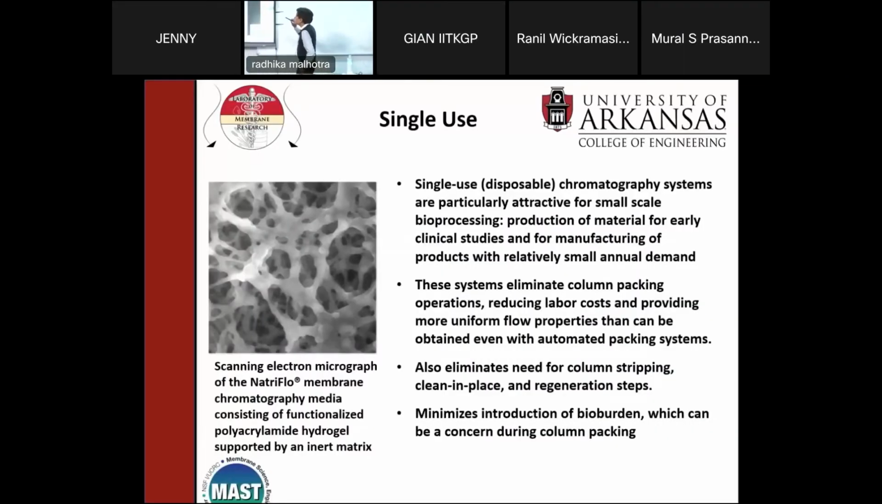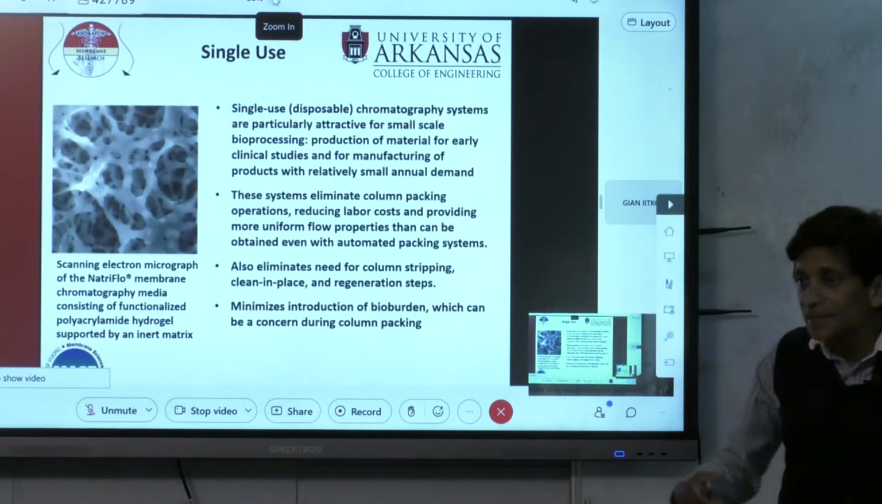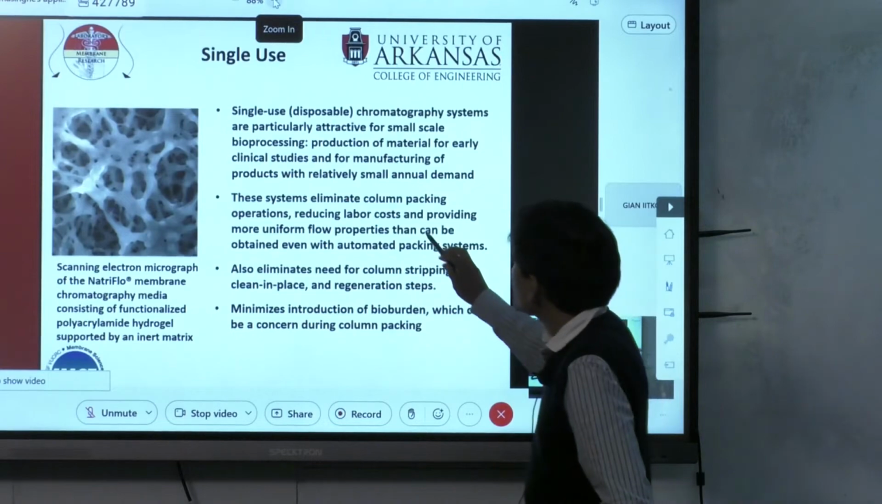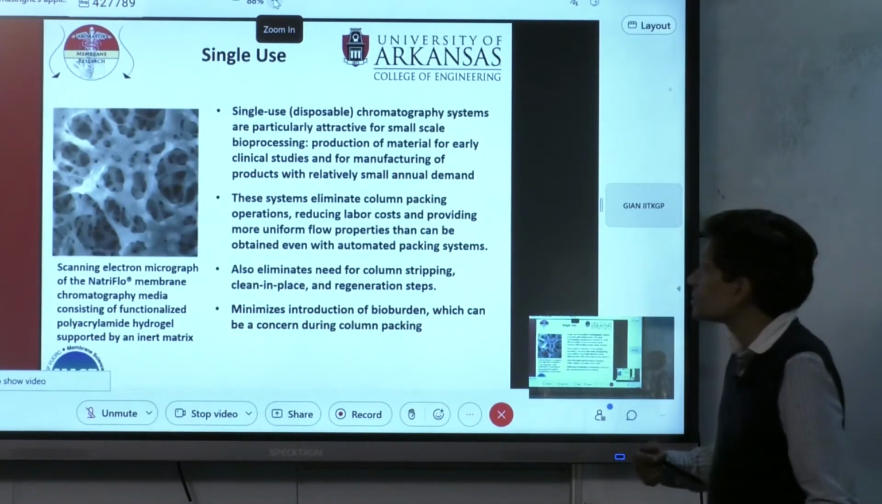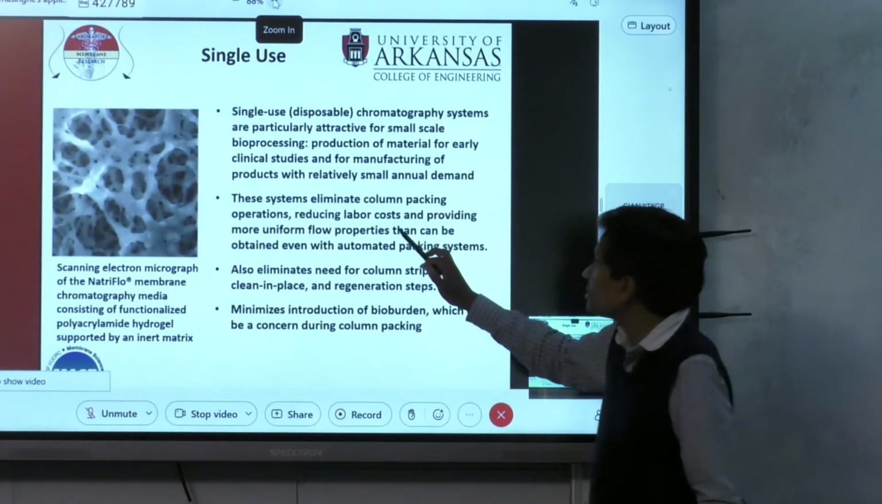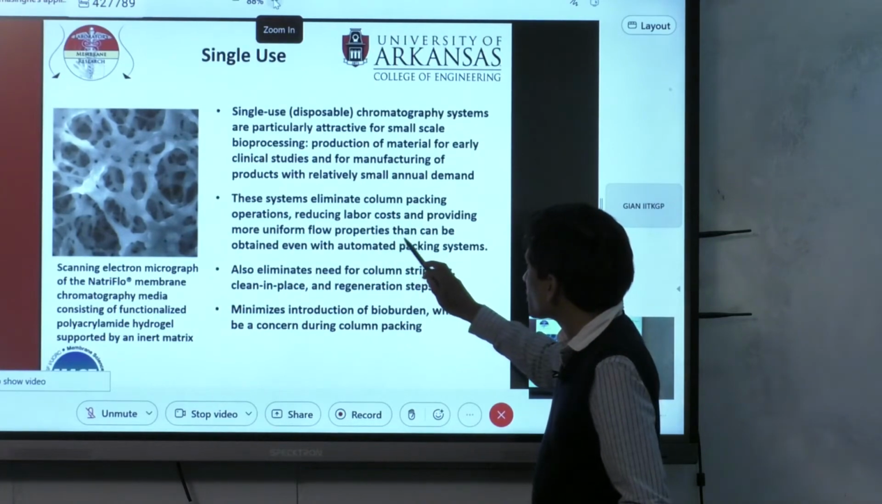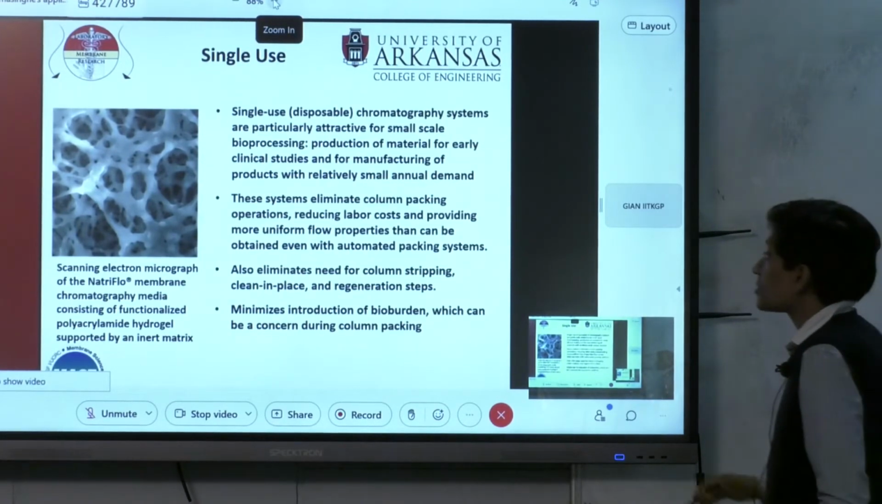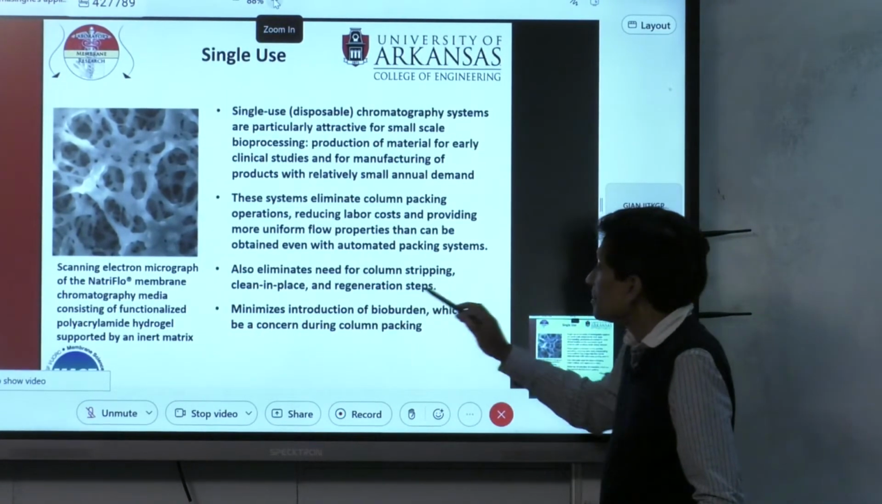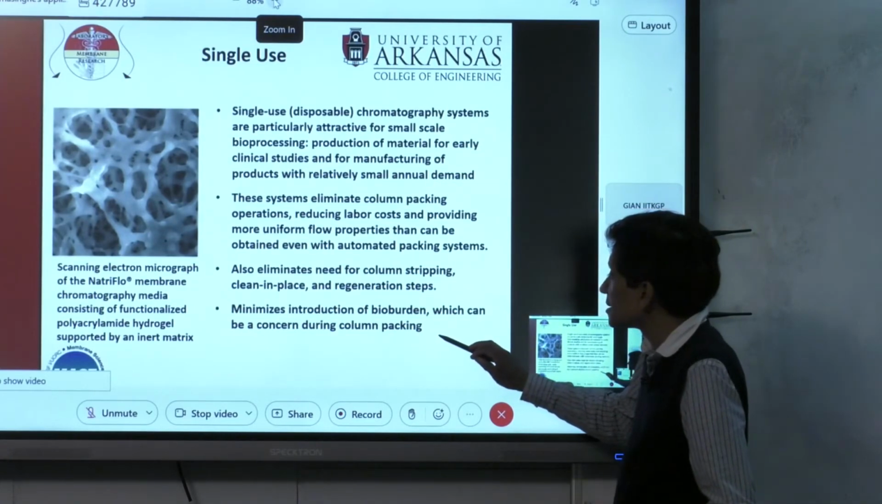Single-use disposable chromatography systems are particularly attractive to small-scale bioprocessing, production of material for early clinical trials, and manufacture of products with relatively small annual demand, because it's quite expensive to clean and redo the whole thing. These systems eliminate column packing, which is a major concern, because if you can't pack your column reproducibly, you get poor results. They reduce labor costs and provide more uniform flow properties than can be obtained even with automatic packing systems. We also limit the need for column stripping, clean in place, and regeneration steps, and minimize introduction of bioburden, which can be a concern during column packing.